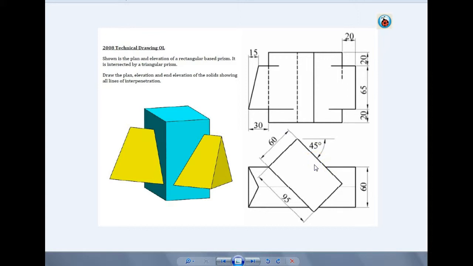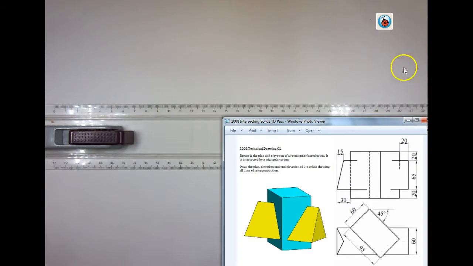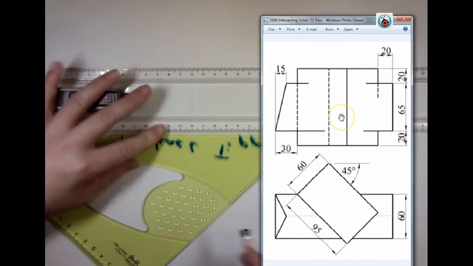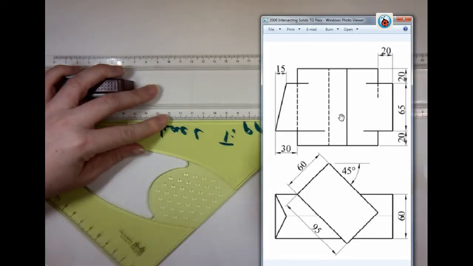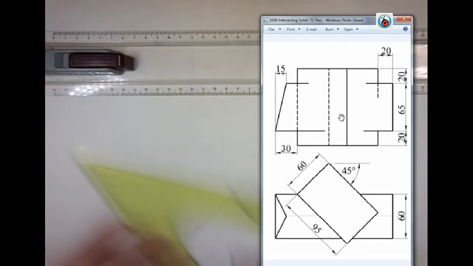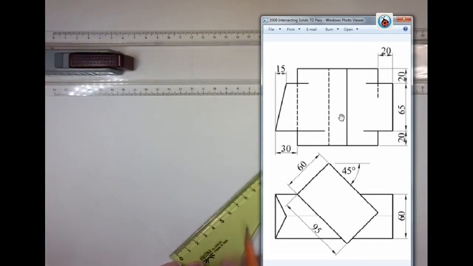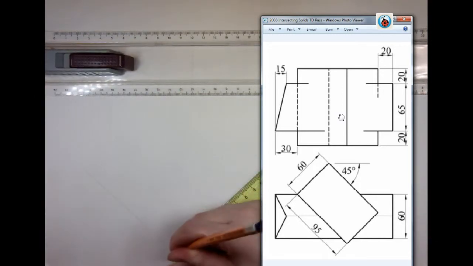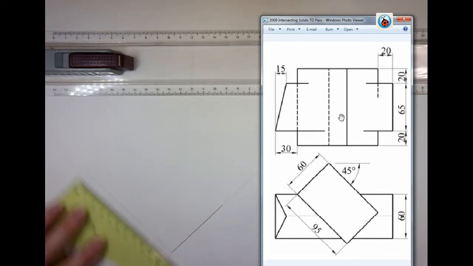Now, it's very important to take a second to look at your question to see which view you should start with. In this case, we must start with the plan, as we're given our prism at an angle of 45 degrees, and in your elevation, you would not be able to get the full width of the prism without drawing the plan first. So we're going to start with that. Okay, so our triangular prism is at 45 degrees. It has a width of 60 and a length of 95.